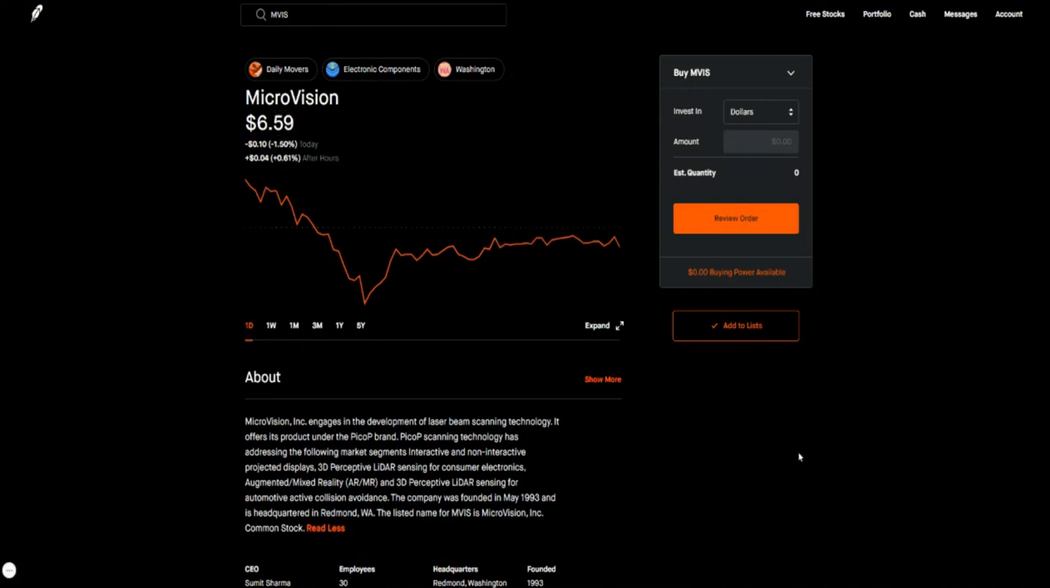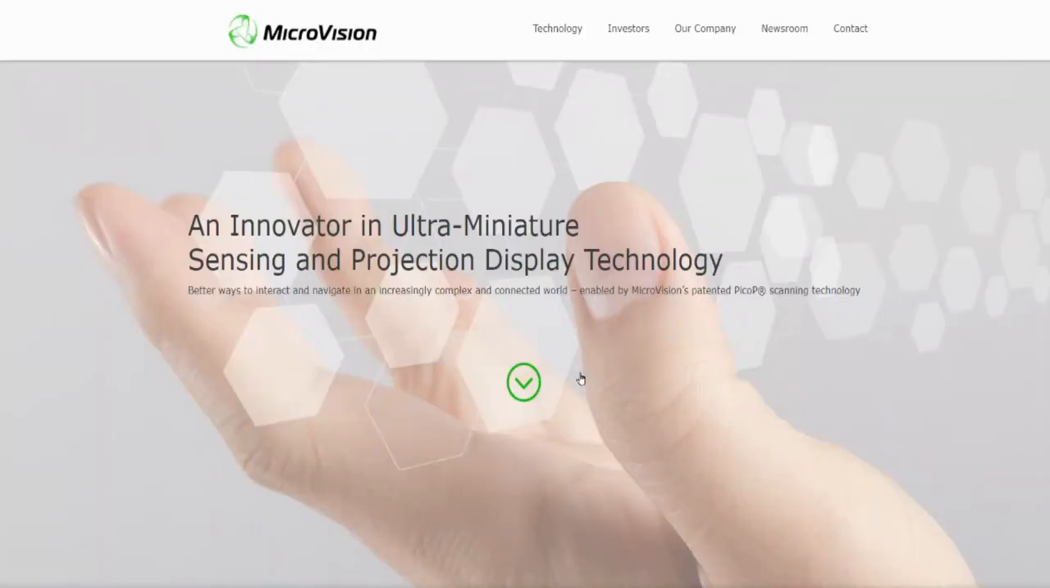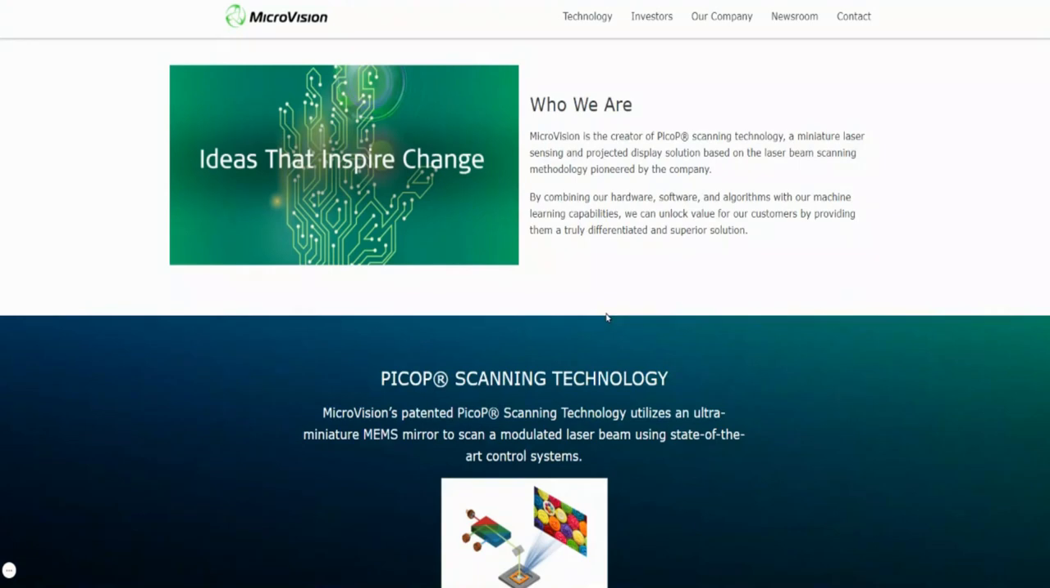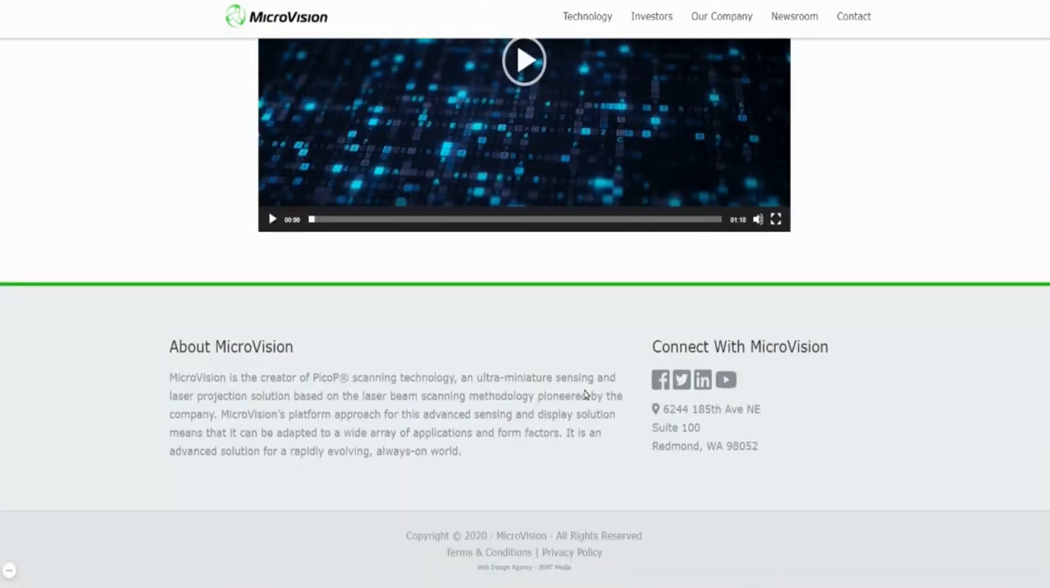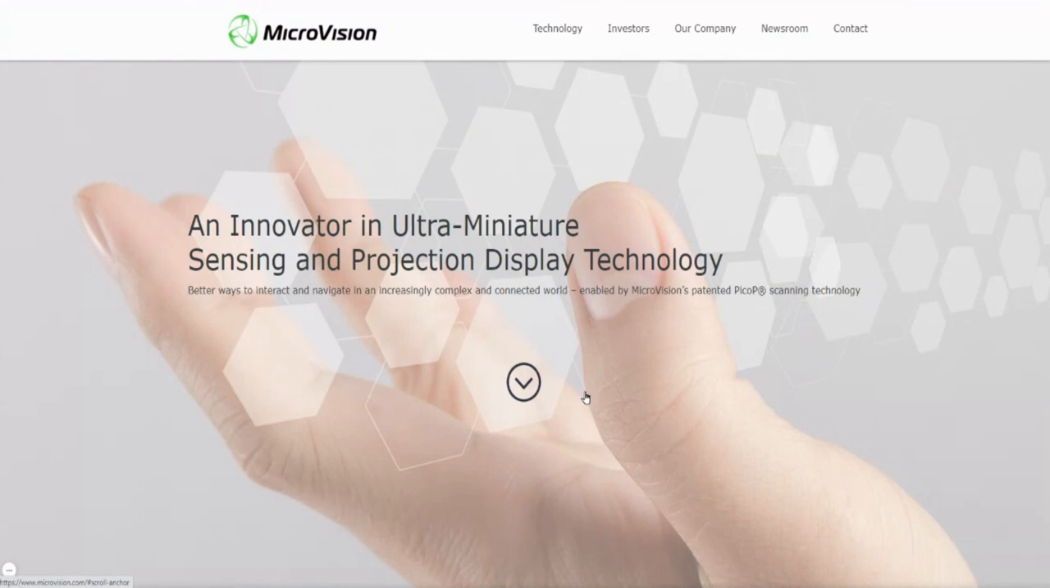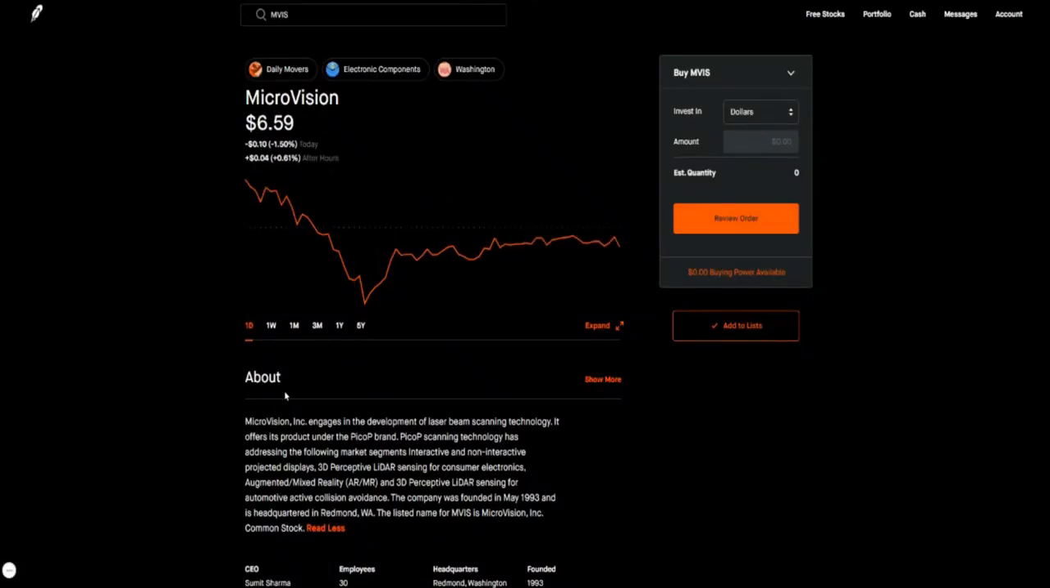And then the other one that I'm looking at is ticker symbol MVIS. This is Microvision. It uses a laser beam to do scanning and then projects that information for people to be able to see. It's very small technology, not a big scanner that you would see, very tiny. You can hold it in the palm of your hand. So it's a technology that's up and coming. We can see where the stock has been most recently.